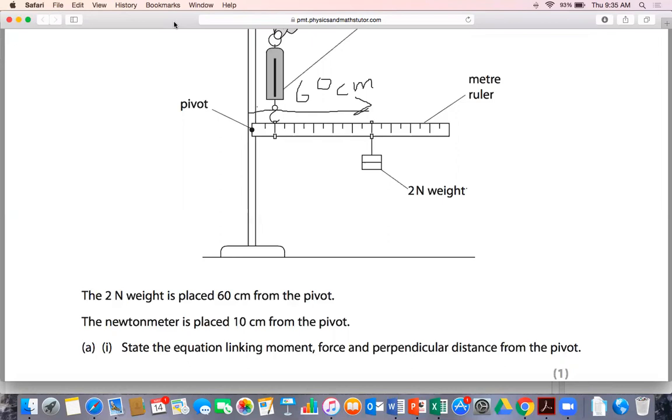And then the Newton meter is 10 cm from the pivot. Like this? Yes, correct. Okay, so this is not in the question, but I just wanted to make sure you all know how to label. Okay, next, state the equation linking moment, force, and perpendicular distance from pivot. Like previously, moment equals force times perpendicular distance from the pivot.